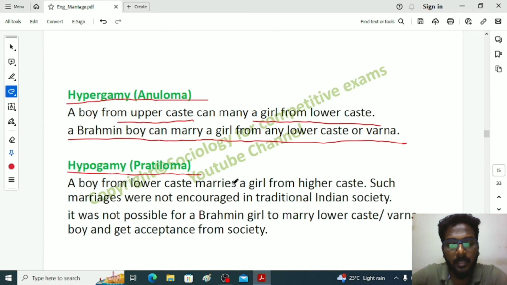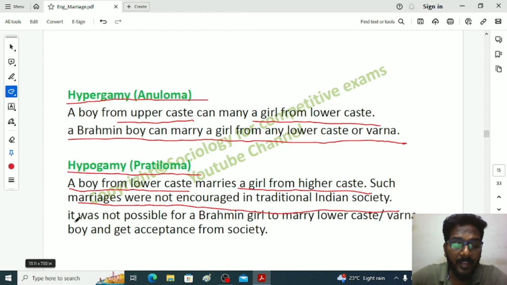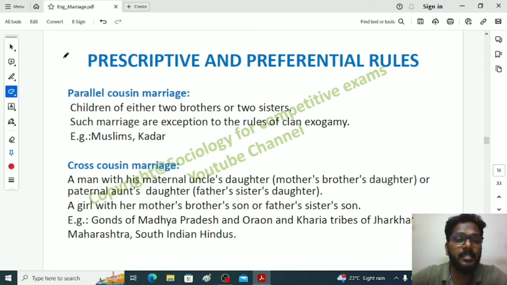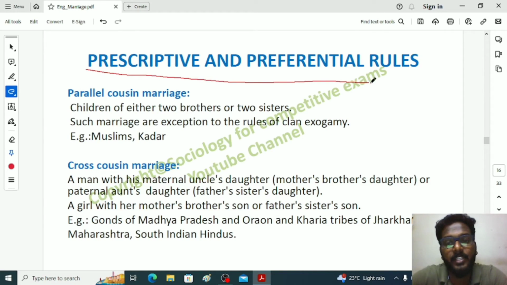In this case, a girl from a higher caste will marry a boy of a lower caste. Such marriages were not encouraged in traditional Indian society. Anyway, it was not possible for a Brahmin girl to marry a lower caste or varna boy and get acceptance from the society. Next are prescriptive or preferential rules.